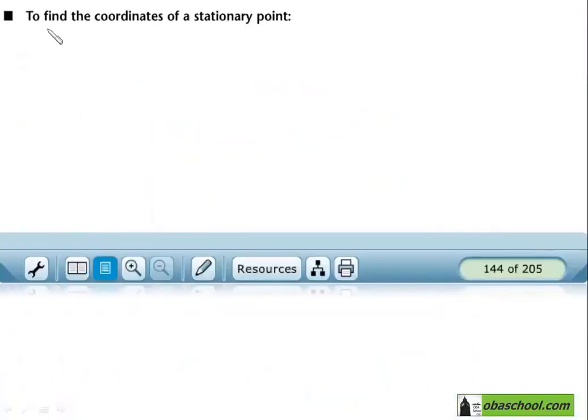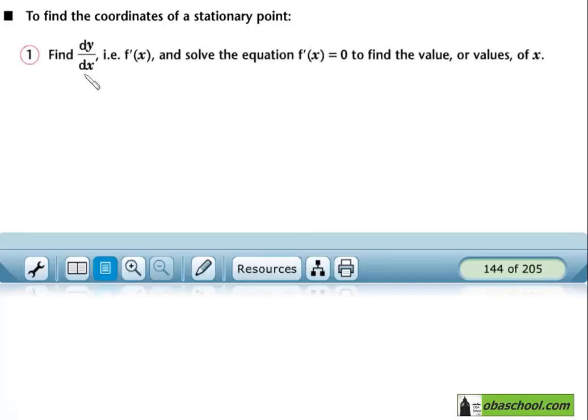Now for the calculations. We have steps to follow in order to find the coordinates of a stationary point. Number 1, find dy over dx, or the gradient of f, and solve the equation f prime of x equals 0 to find the value or values of x. So we find the gradient, then we say it is equal to 0, and we solve to find x.